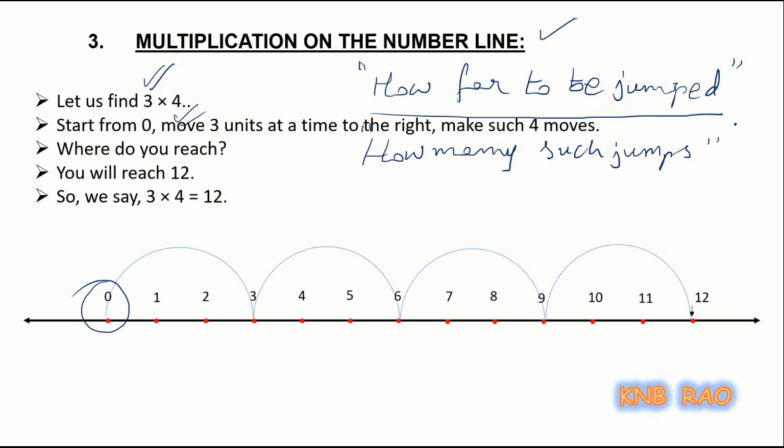Now what about the fourth operation? I already said the division of any two whole numbers need not always give you a quotient as a whole number. So we better not learn that in this 6th standard. We will learn it later, maybe in class 7 or class 8. So I have finished operations on the number line: addition, subtraction and multiplication.